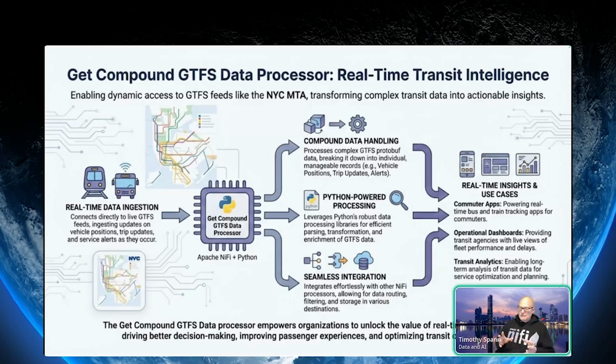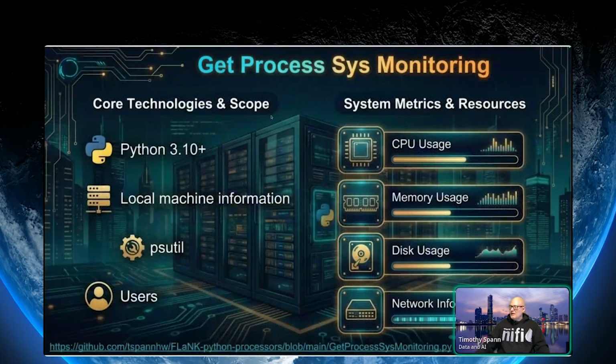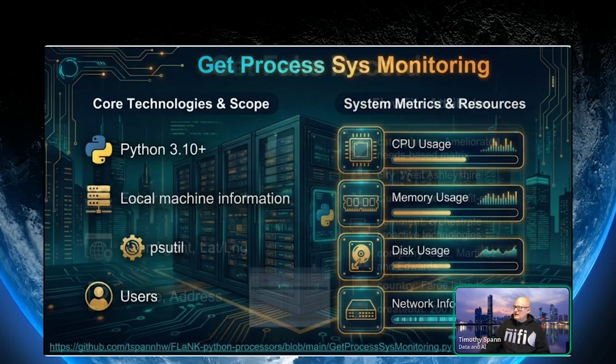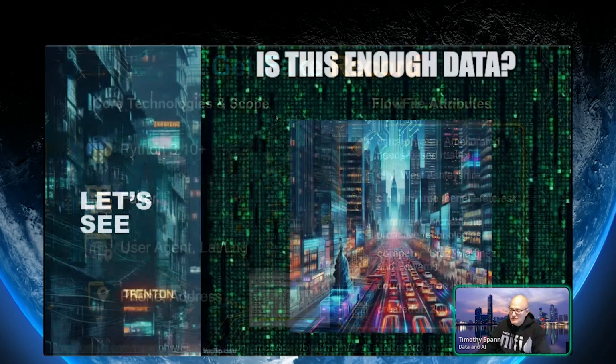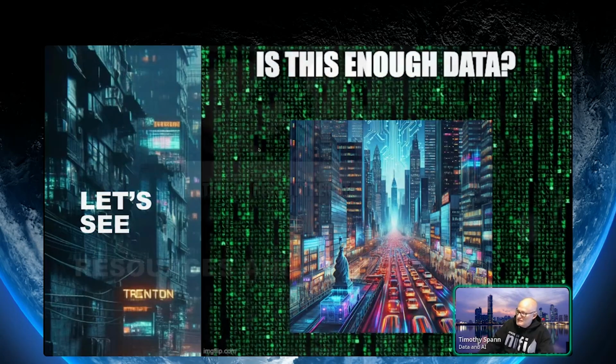Like I mentioned, we get that real time MTA data in, process it, and then be able to move along and do what we need to do there. Pretty straightforward. And this one's pretty cool, especially if you have Linux. This uses the PSUtil library to get all the system metrics. This is good for checking how your server is running within NiFi. Helpful information to have. We mentioned that fake record. Fake record's nice to have for testing things or just to have as a process here.